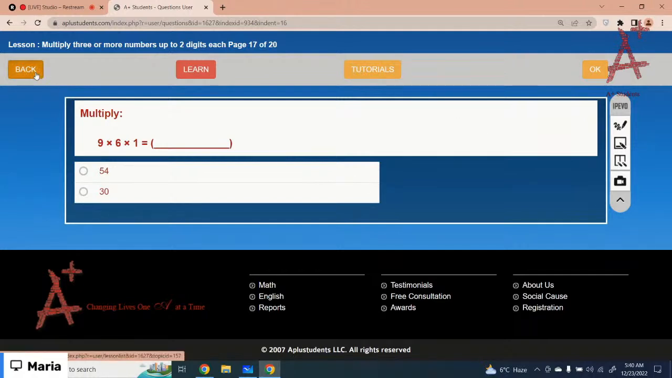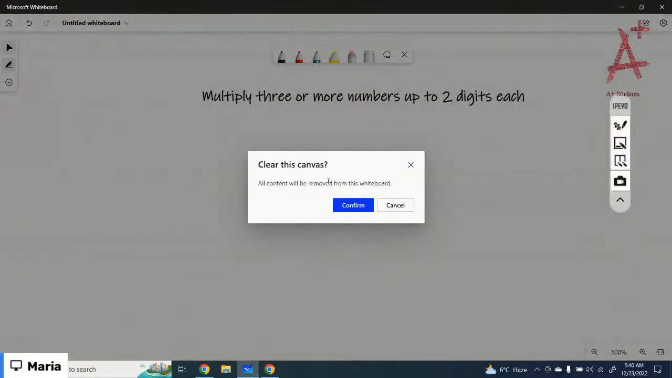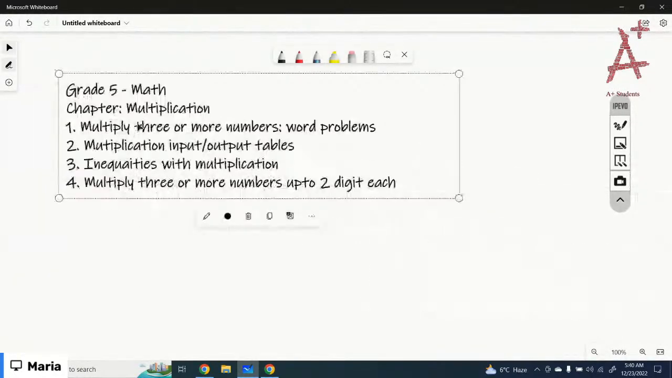Okay, you can complete the test by yourself later today. So here is the list of the lessons we have covered today. We are working on grade 5 maths. The chapter name is multiplication and the lessons we have covered today are multiply 3 or more numbers word problems, multiplication input/output tables, inequalities with multiplication, multiply 3 or more numbers up to 2 digits each. Got it?